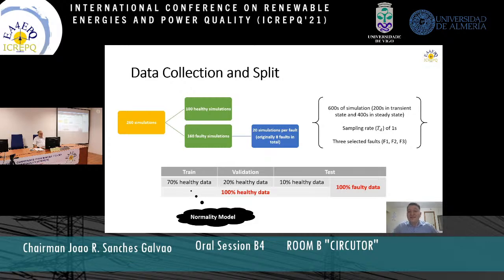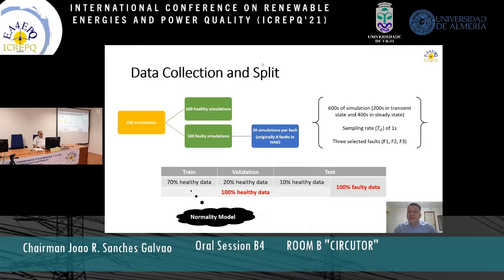Each simulation has a temporal window of 600 seconds, of which the first 200 seconds correspond to the transient state. That's the data we don't use, while the last 400 seconds correspond to the steady state. That's the data we use instead. Recall also that the data were downsampled to a period of 1 second, with which we set the frequency like this is a SCADA system.